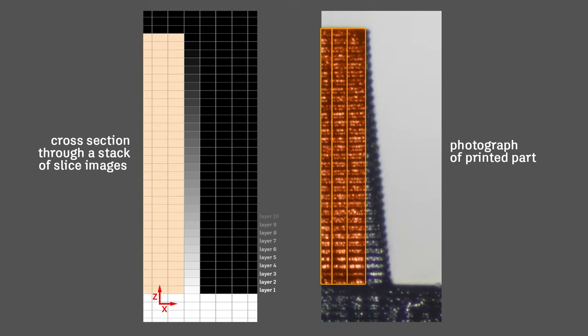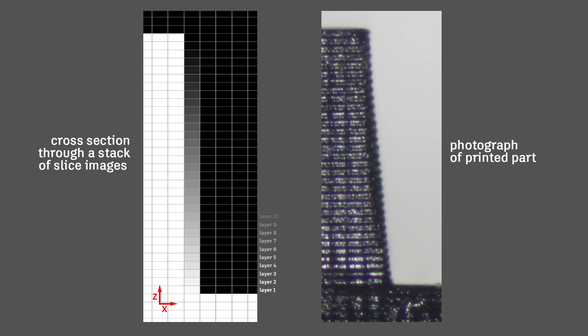Here in the XZ plane is a cross section through a stack of slice images. Note the voxels are rectangular because the pixels are 50 microns in the X and Y dimensions, but here we've chosen to have 25 micron steps in the Z direction. We've got a vertical pillar of solid white voxels, which would form a 90 degree angle with the base.